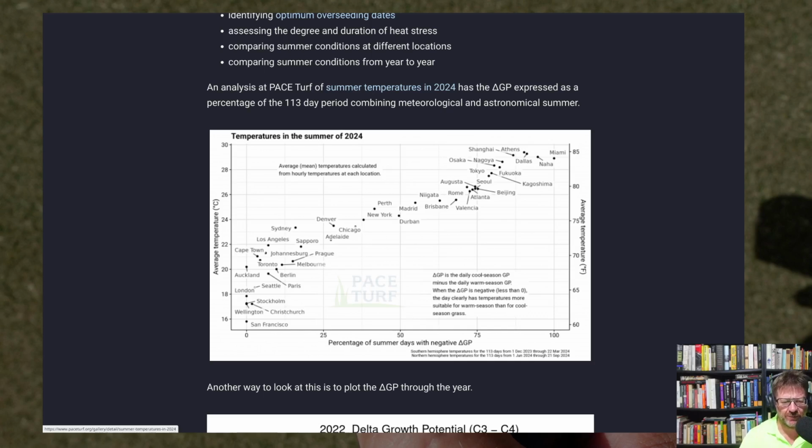So I looked this up for a lot of places where there are a number of golf courses: Cape Town, Johannesburg, Sydney, Denver, Niigata, Rome, Augusta, Tokyo, London. In London, the average temperature last summer was 18 degrees Celsius. That's about 64 degrees Fahrenheit. And there were 0 days in this assessment. There were 0 days in London where the temperature was more suitable for warm season grass than it was for cool season grass. So this is just isolating the effect of temperature.